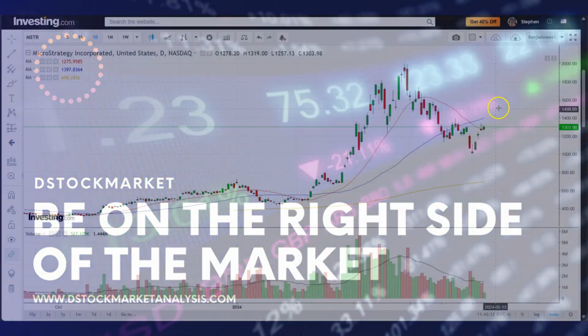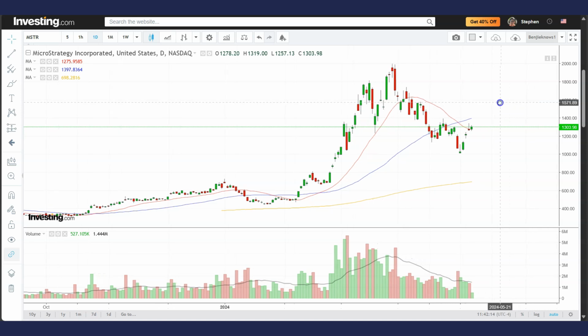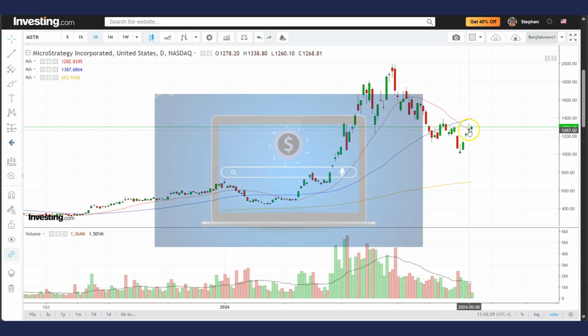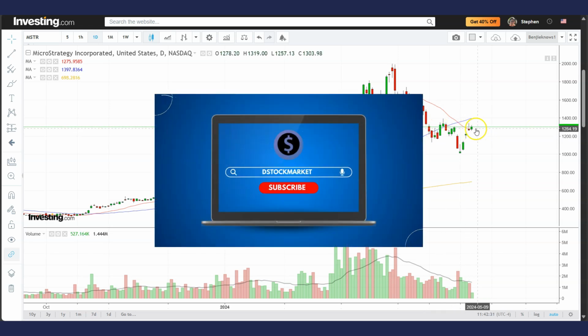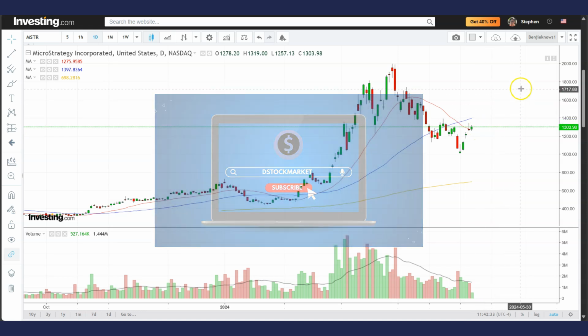Let's continue to look at MSTR, MicroStrategy Incorporated. This is the daily chart of MSTR, and as you can see, it has declined by quite a lot since the top here, and now we're wondering whether it can base out or bottom and start a new uptrend.